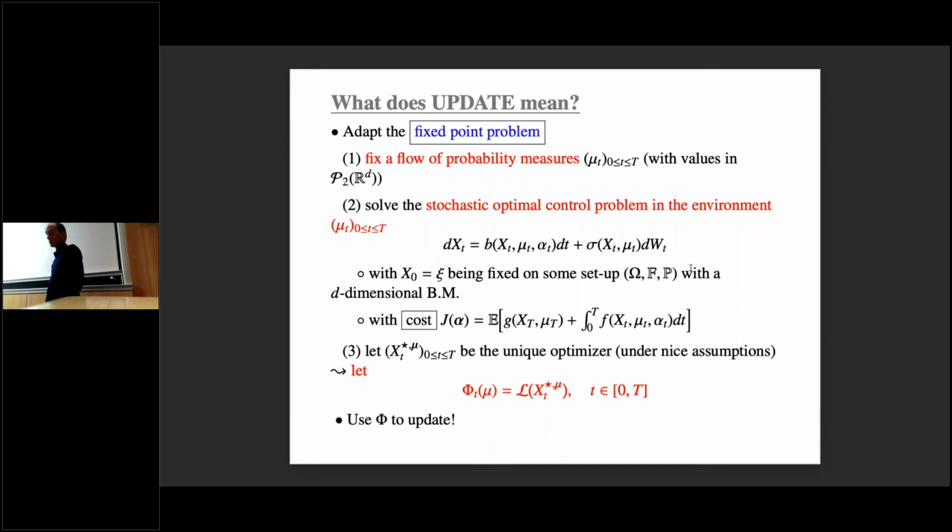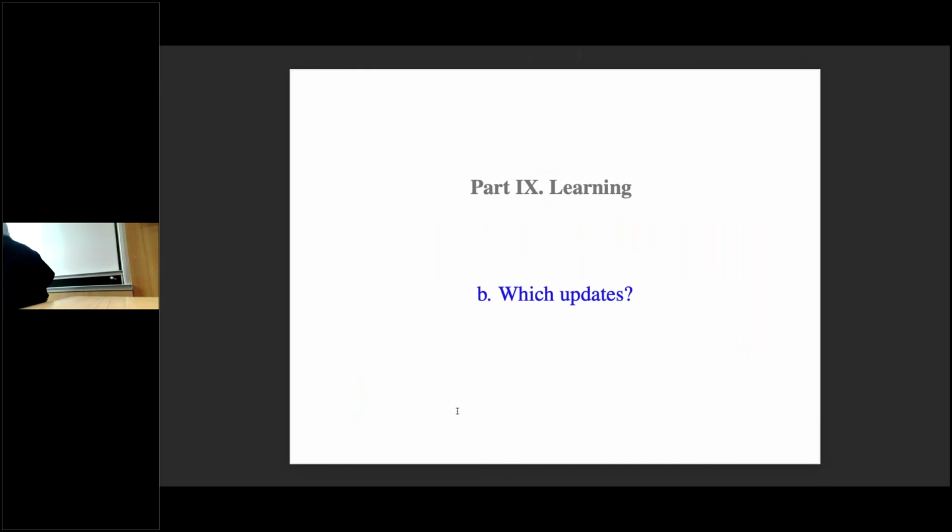And when I say that you update, it means that you want to use as information the output of the black box. So I remind you that yesterday we said a solution of a mean field game is a fixed point to this equation. So mu has to be equal to the law of X star mu. So mu has to be equal to phi of mu. So phi is the mapping for which we want to get a fixed point. And so we want to use phi or this update based on phi in the approximating procedure. The question is, in practice, which updates do people use?